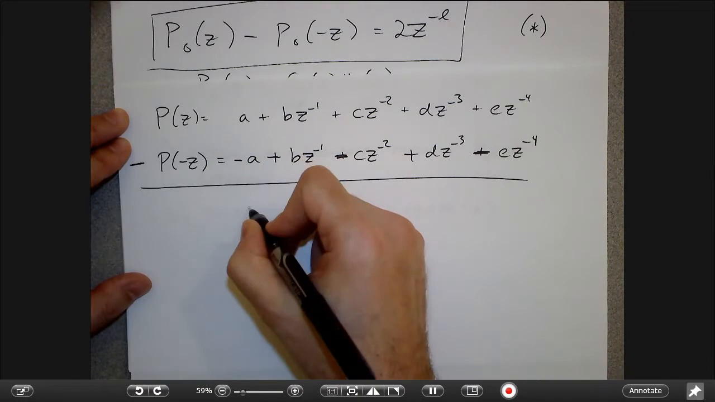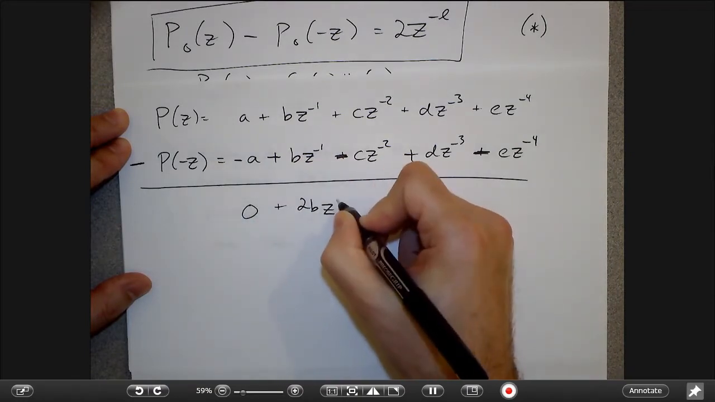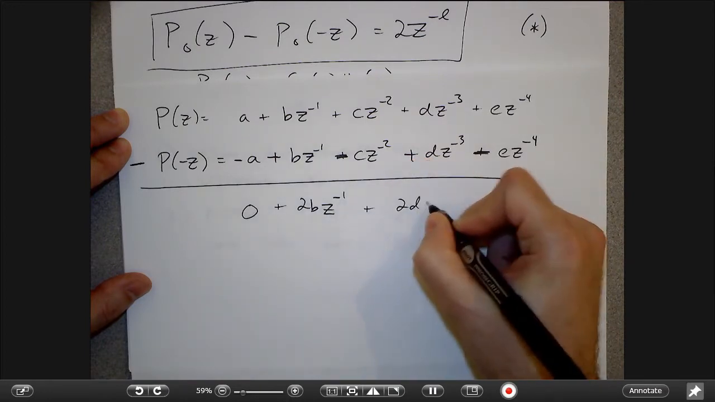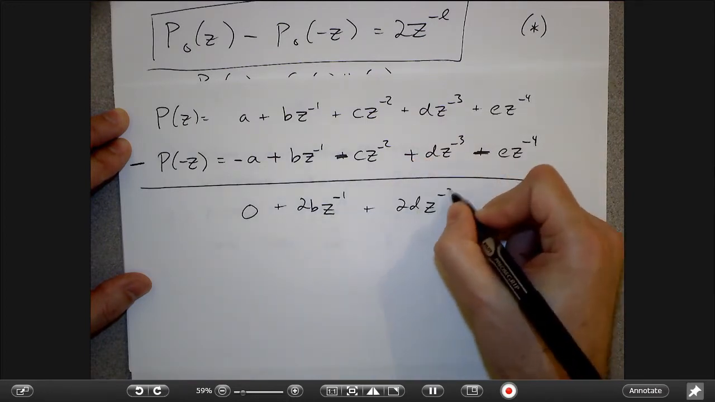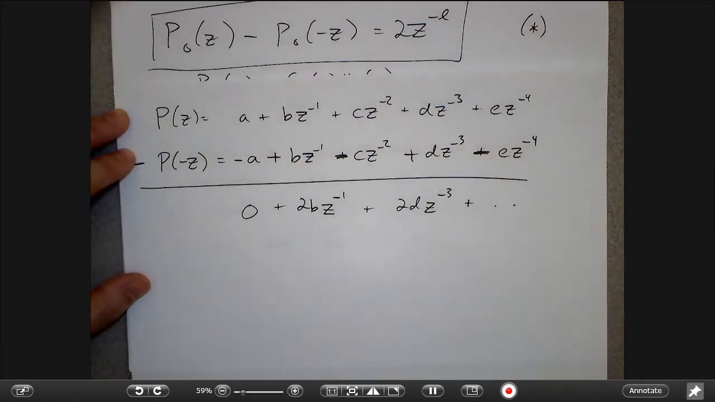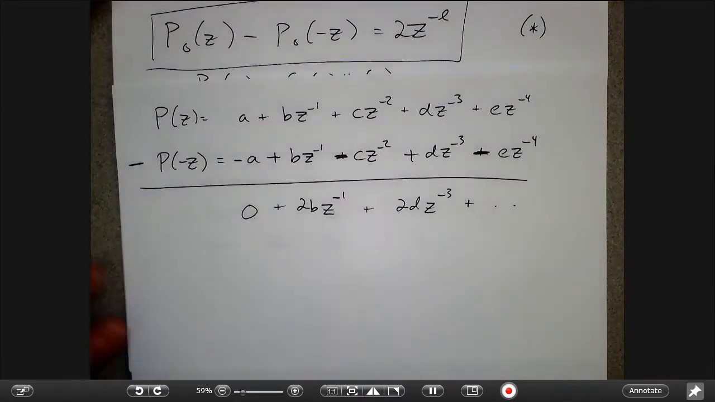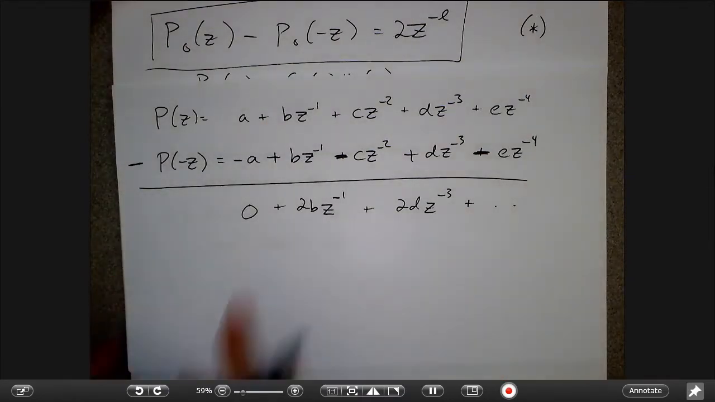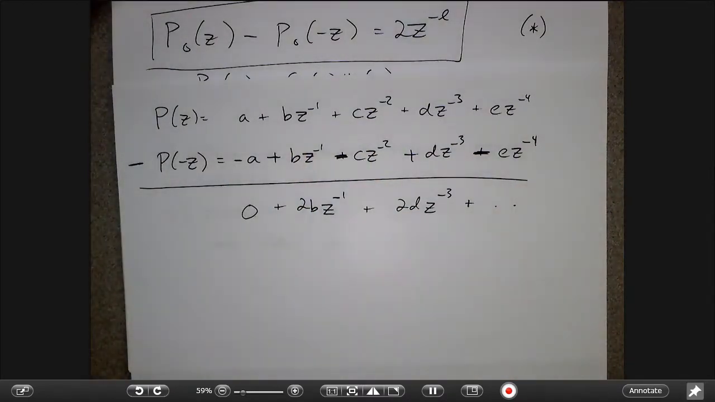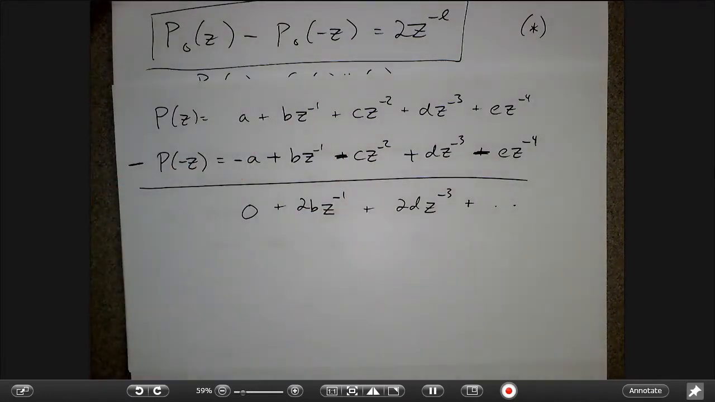And I'm going to get 0 plus 2B Z inverse plus 2D Z minus 3 plus so on, right? So kind of what this tells me is that this condition puts no constraints at all on A, C, E, and so on, right? So that means that I have freedom to design half of these filter taps myself.